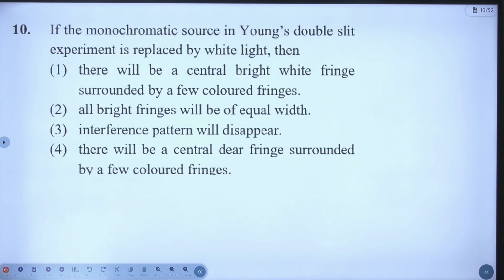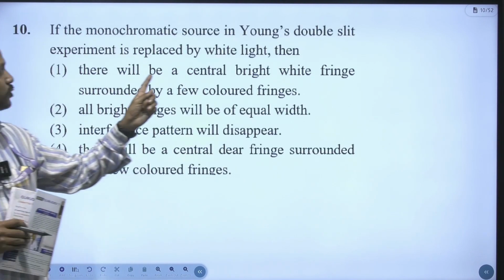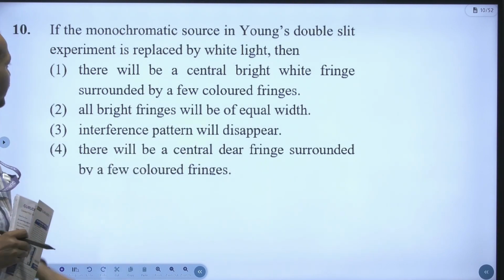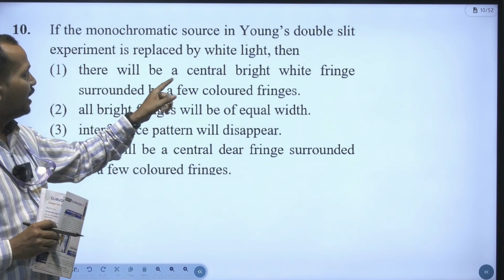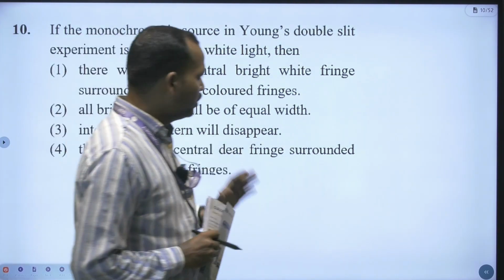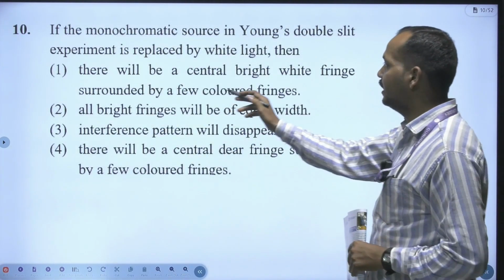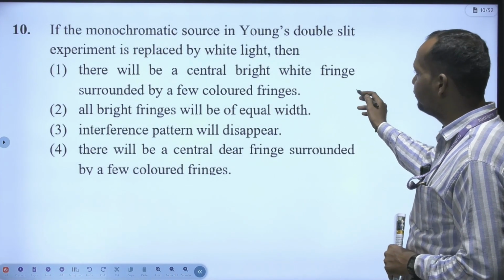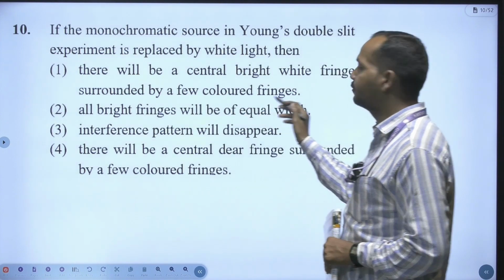Question number 10. If the monochromatic source in Young's double slit experiment is replaced by white light, then what happens? So here the options are, there will be a central bright white fringe surrounded by few colored fringes.